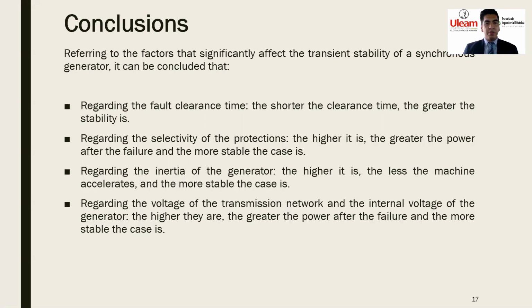Regarding the voltage of the transmission network and the internal voltage of the generator, the higher they are, the greater the power after the failure and the more stable the case is.